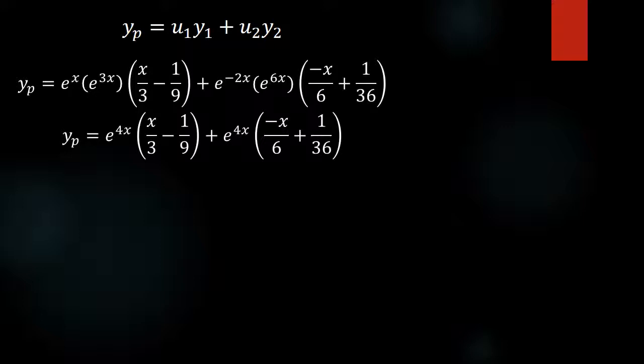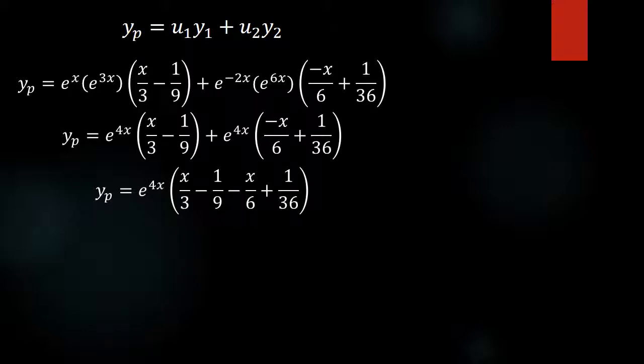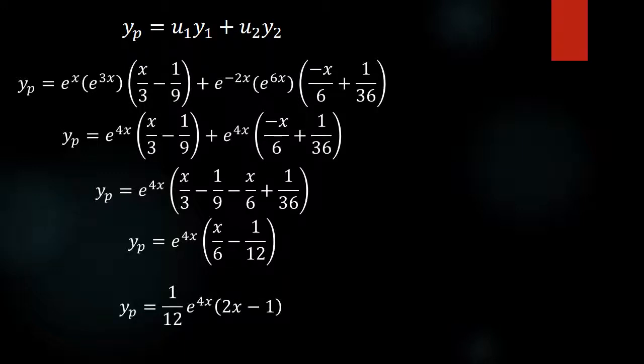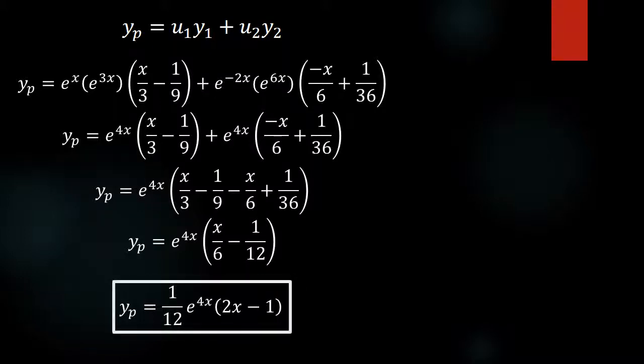We can join the factors, and we can simplify the fractions, and we obtain yp equal to e to the 4x multiplied by x over 6 minus 1 over 12, and we can factorize this member to eliminate the fractions inside the parentheses, and we obtain finally our yp, that is equal to 1 over 12 e to the 4x multiplied by 2x minus 1.